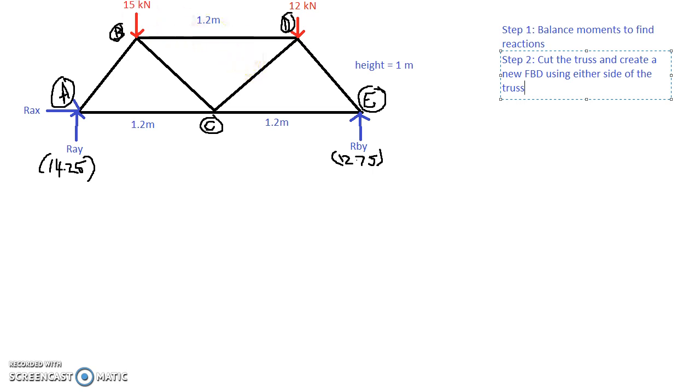Now, my cut is going to look something like this. I'm going to try and find BC, BD, and AC. Okay?